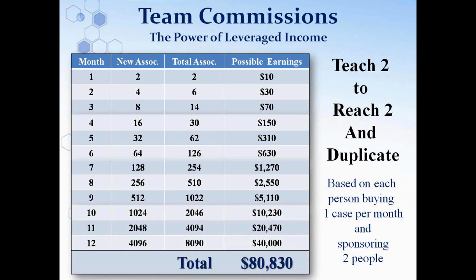Let's look at what happens in this perfect example of just 1 year. Within 1 year, you'd have over 8,000 people in just 1 year. No one found more than 2, generating you $40,000 a month in passive monthly residual income.